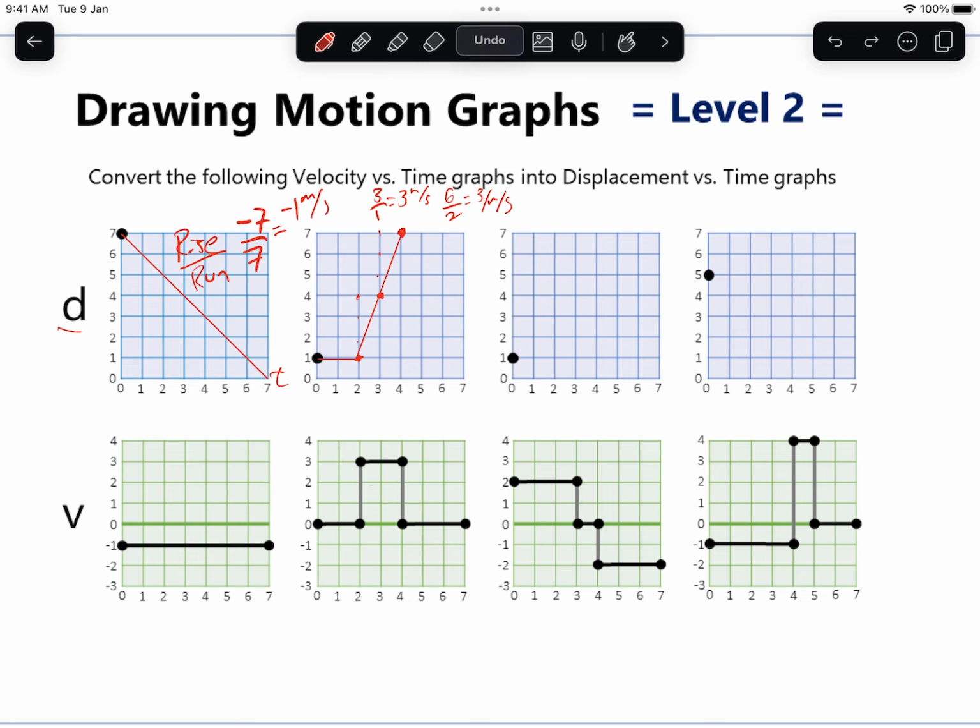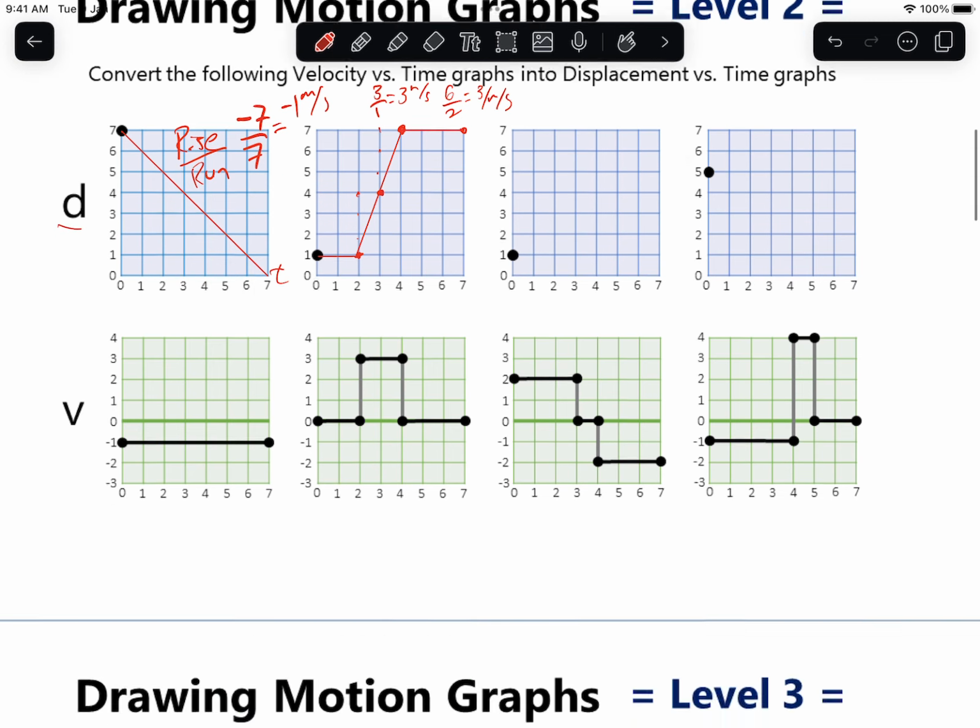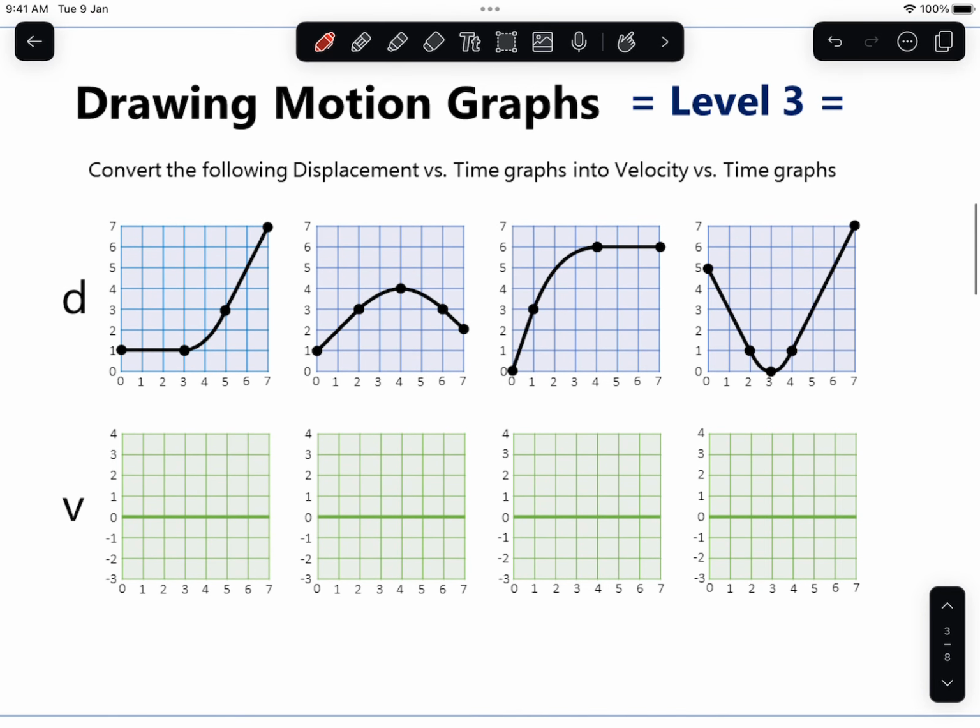And then what happens at the end? Well, looks like I'm not moving from that spot because my velocity is 0. So it looks like that. Okay, so that's how we do level 2. Now, the hard one, level 3.